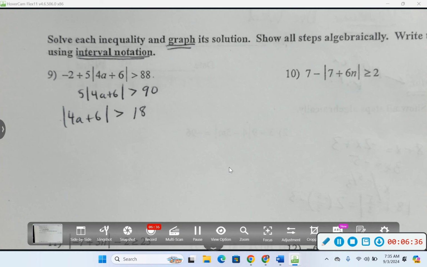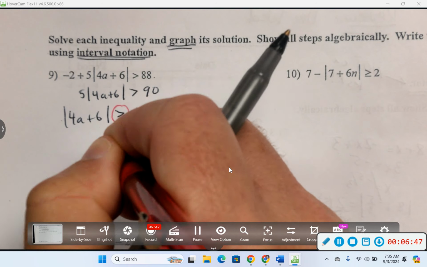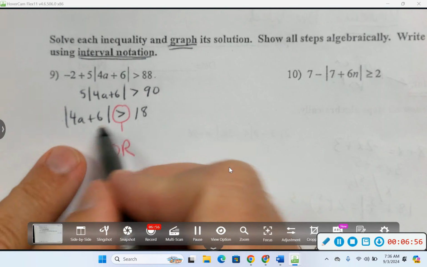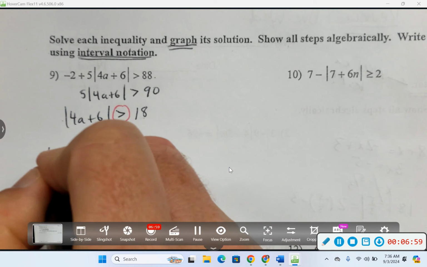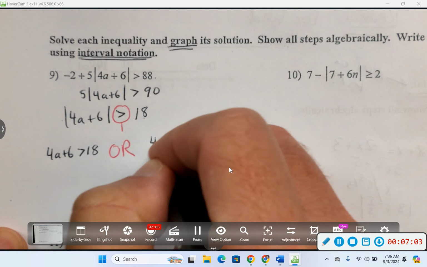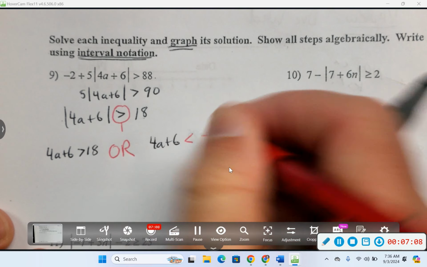This is one where showing your steps is probably helpful. If people start skipping steps, then they forget and leave off the and or thing. Which type of problem is this? Yep, it's a great or problem. So I'm expecting the outer edges, the greater number of solutions for this one, especially since there's no negatives to mess this thing up. 4a plus 6 is greater than 18, or 4a plus 6 is less than negative 18.